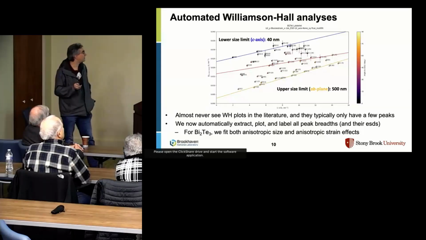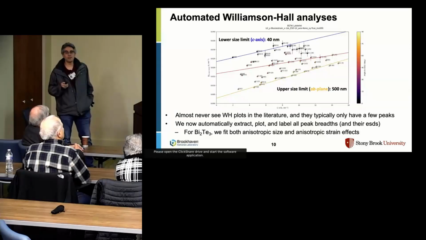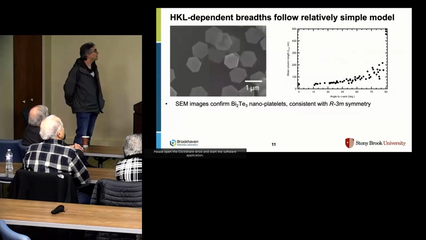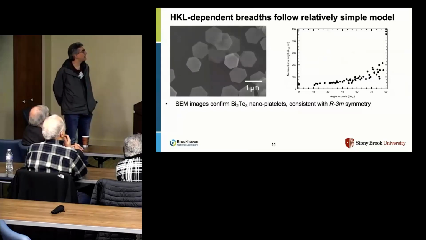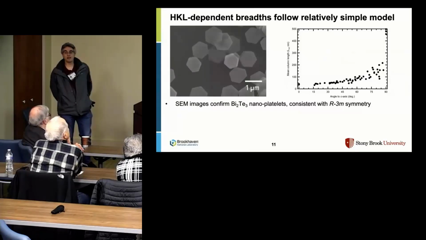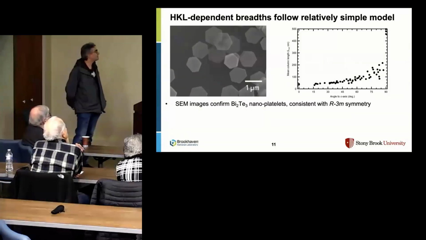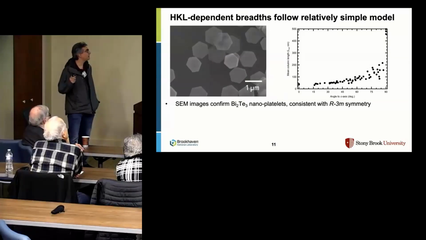So it's all automated. It's just push button: run the refinement, hit a button, and all this pops up, even the plots. All right, so here's a bismuth telluride sample. We got SEM data, which confirms they're very platelet-like, as suggested by the Williamson-Hall, about a 10-to-1 aspect ratio. We've taken the size, the mean column lengths, plotted versus angle to the C-axis. We can see a clear trend.